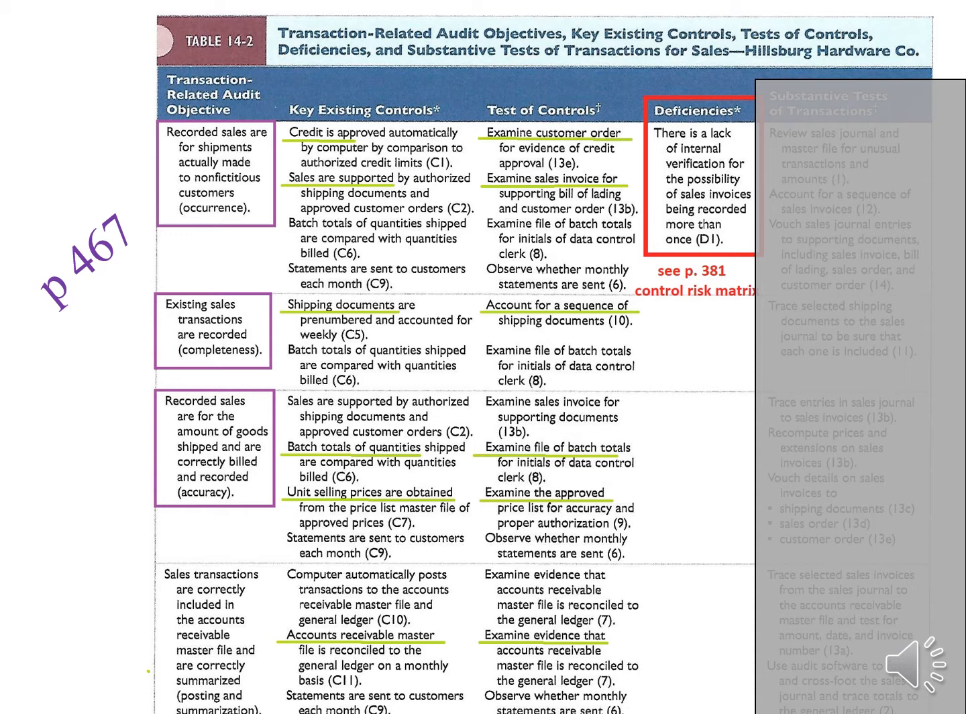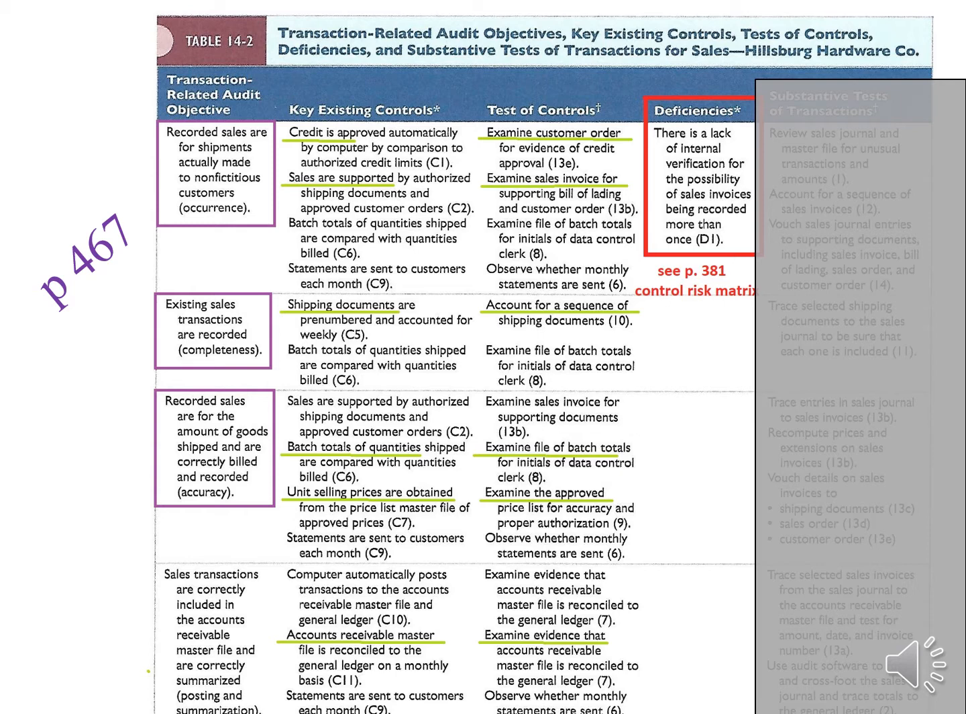We're going to say, did they follow the procedure? Okay, and so we're going to design a tested control. We're going to take a sample of 10 items from the sales journal, make sure there's a corresponding invoice, corresponding shipping document, corresponding sales order, corresponding customer order. Pick 3 or 4 and make sure that they make sense to you.